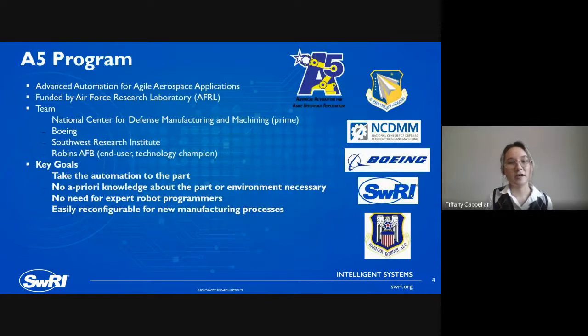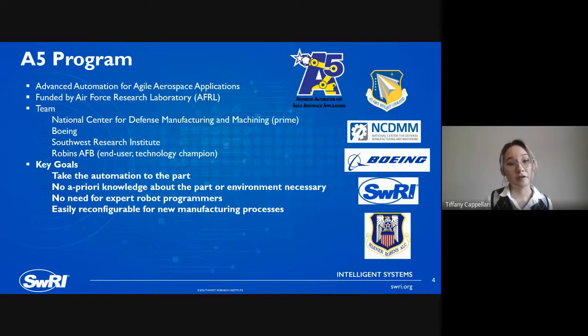The project I'm talking about today specifically is the A5 program. A5 stands for Advanced Automation for Agile Aerospace Applications. It's funded by the Air Force Research Laboratory, and Southwest is working with the National Center for Defense Manufacturing and Machining, Boeing, as well as Robins AFB. The key goal for this project is to take the automation to the part so that we don't have to move these large pieces around.